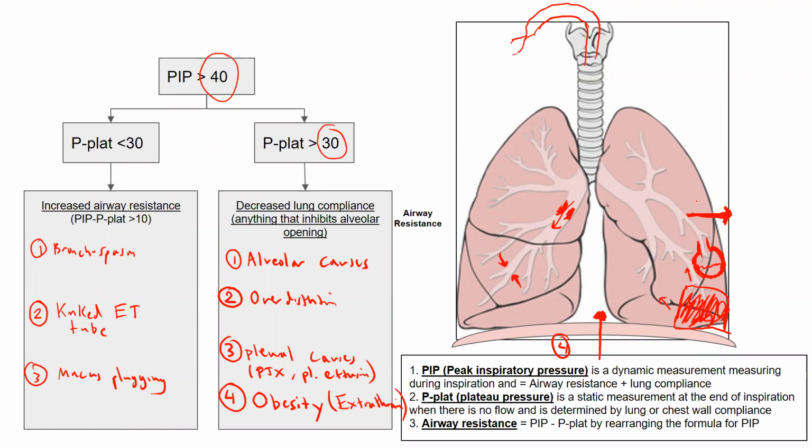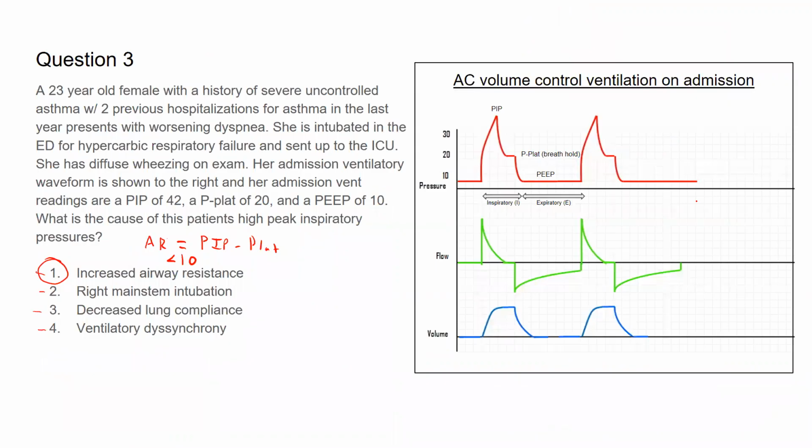But going back to this patient, this is really secondary to increased airway resistance, as her plateau pressure is 20, meaning her airway resistance is around 10 or 22. And this patient has high airway resistance secondary to asthma. All right, I actually wrote on the next slide, so I'm going to go straight to Kahoot on this one.